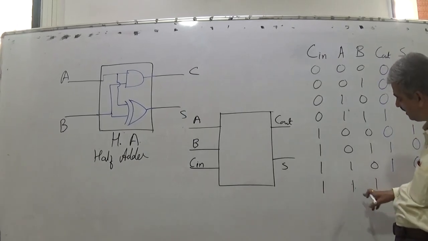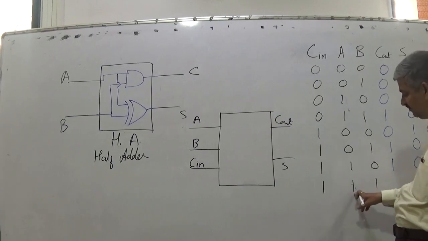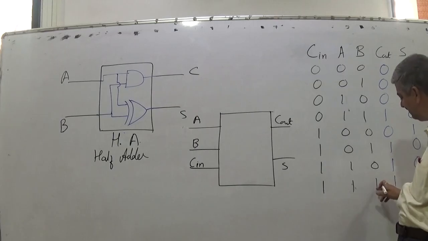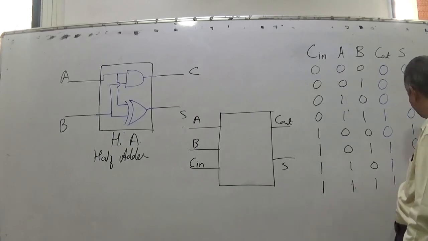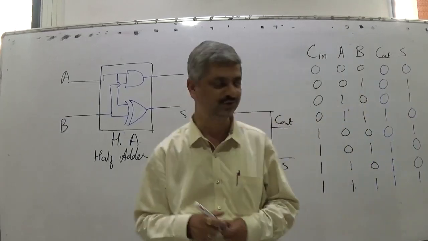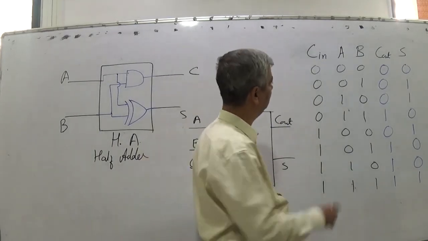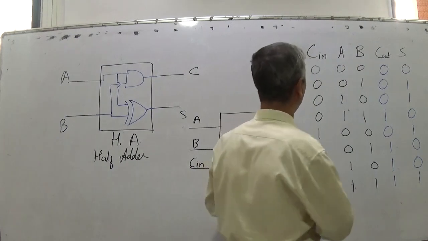So 1, 1 and 1, what happens? 1 plus 1 is 0. A carry is generated, so carry is 1. And in that again 1 is 1. So this is the truth table of the full adder.